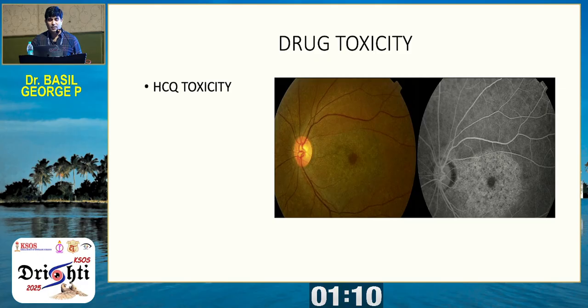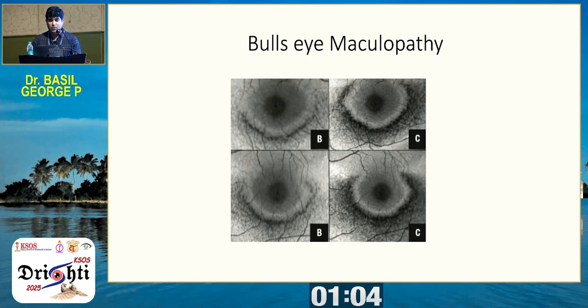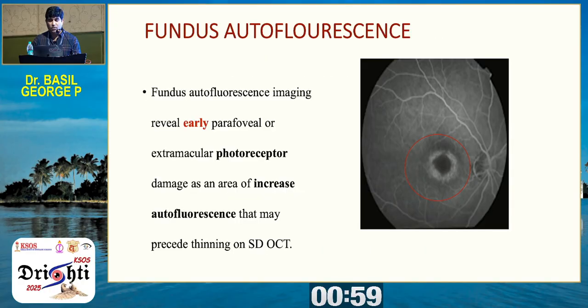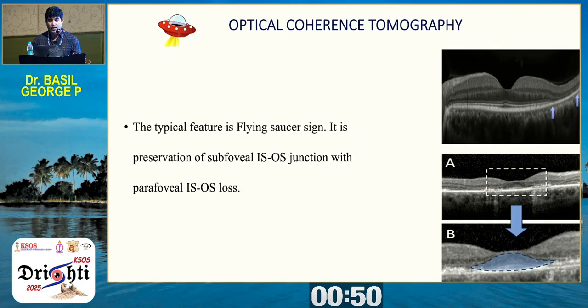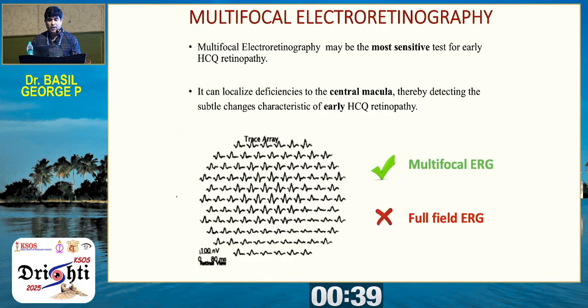Now, the other condition is drug toxicities, for example, HCQ toxicity. Here, what you see is the bullseye maculopathy with concentric rings of hyper or hypopigmentation surrounding the fovea. The fundus autofluorescence will show early parafoveal or extramacular photoreceptor damage as an area of increased autofluorescence. And the OCT will show the flying saucer sign, which is actually the preservation of the subfoveal ISOS junction with parafoveal ISOS loss. In the multifocal ERG, there is pericentral amplitude depression and central amplitude reduction, which can happen, resulting in generalized loss of vision.